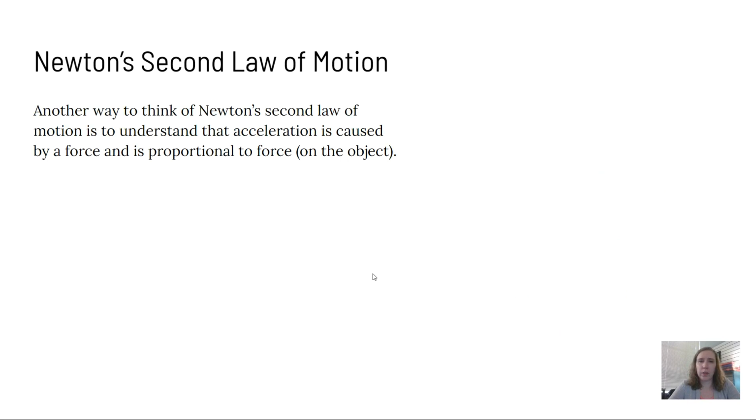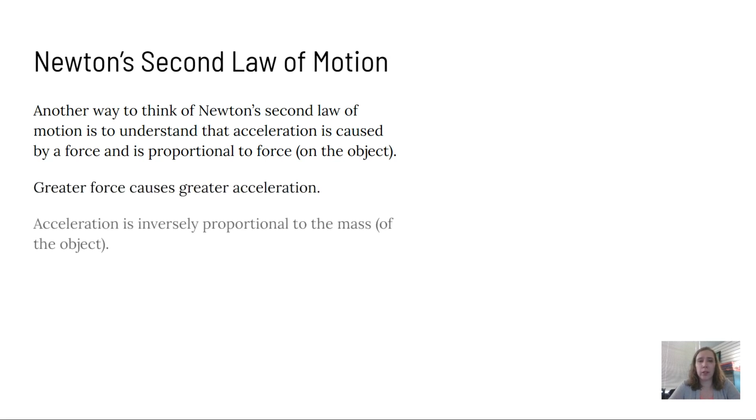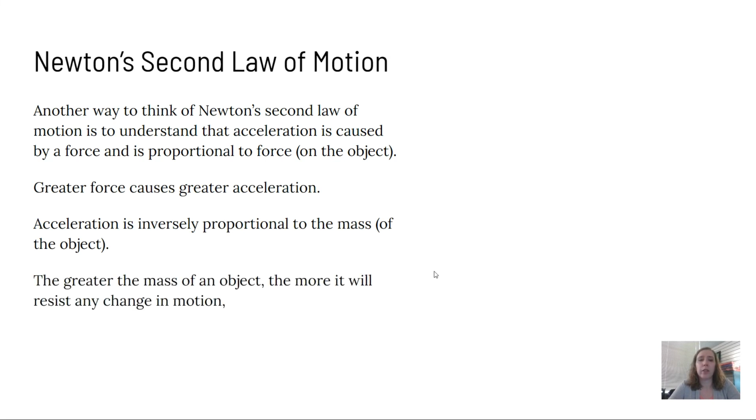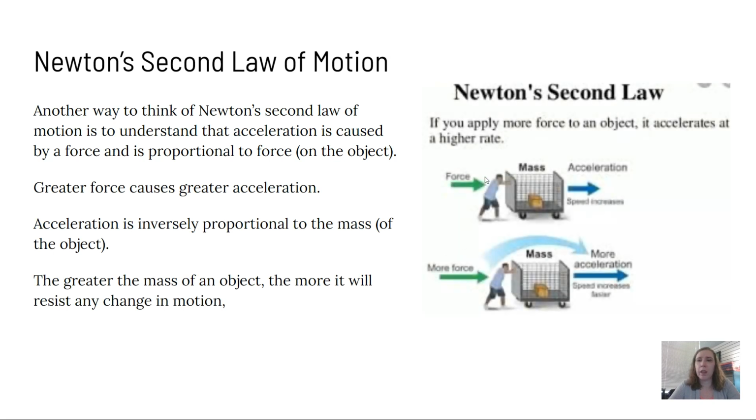Another way to think of Newton's second law of motion is to understand that acceleration is caused by a force and is proportional to the force on the object. Greater force causes greater acceleration. Acceleration is inversely proportional to the mass of the object. The greater the mass of an object, the more it will resist any change in motion. So I have to apply more force to an object to get it to accelerate at a higher rate.